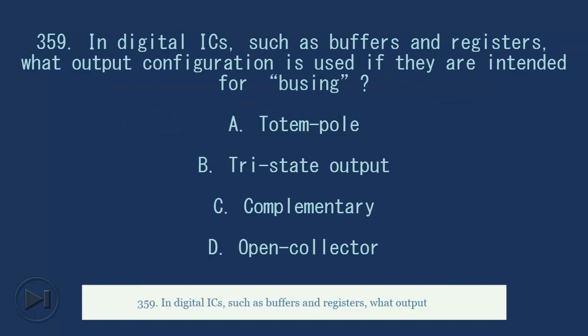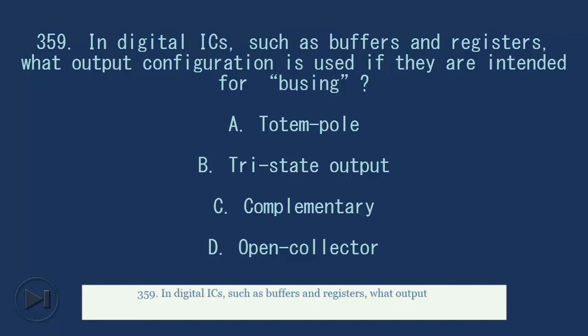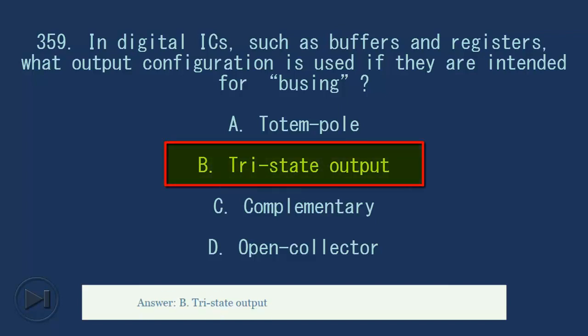359. In digital ICs, such as buffers and registers, what output configuration is used if they are intended for busing? A. Totem pole. B. Tri-state output. C. Complementary. D. Open collector. Answer, B. Tri-state output.